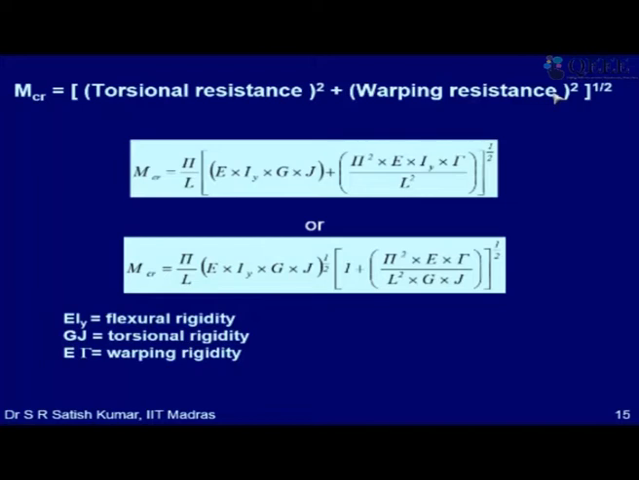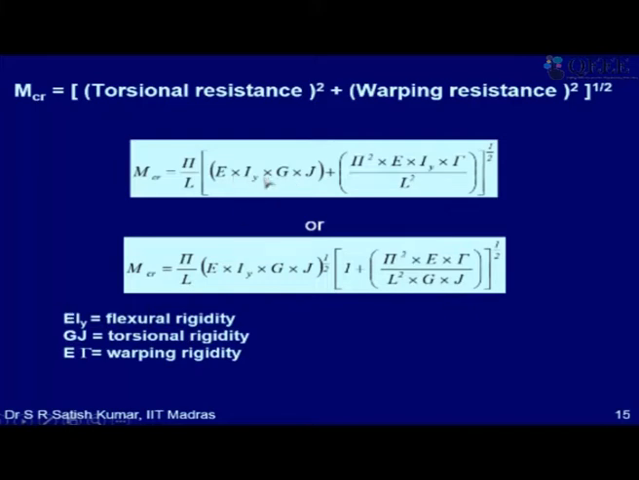Okay, one point will come out, one point will go inside. So that is called warping. So that resistance also comes into picture, and you get an equation which looks like this, where you have new terms called G and gamma and J and all that. G is anyway the shear modulus of elasticity.